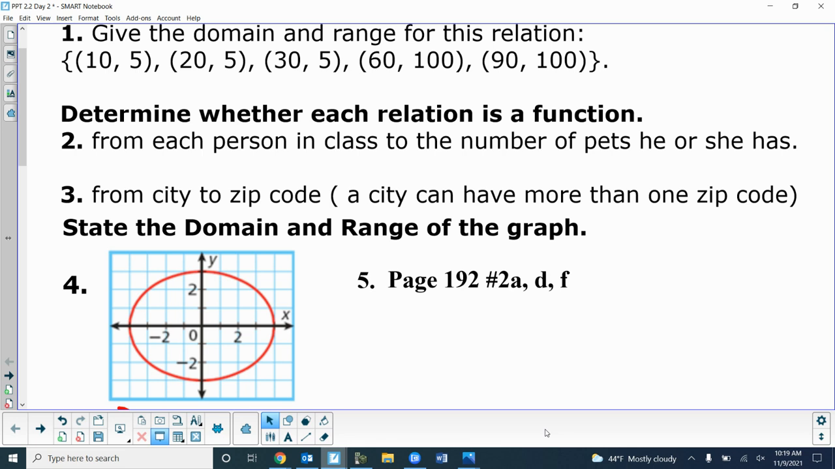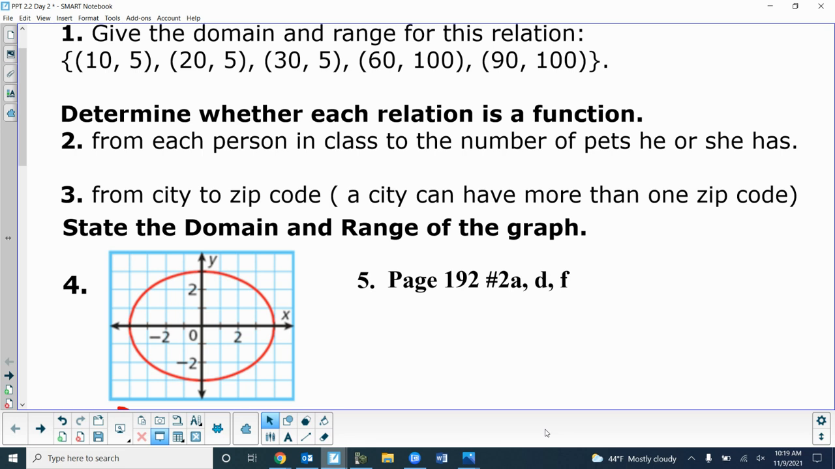How about number 4? What's the domain? Danny? Yeah, -4 to +4, right? The X values go from there to there. What about the range? 3 to -3. You guys agree with Lindy? Yeah, that's correct.